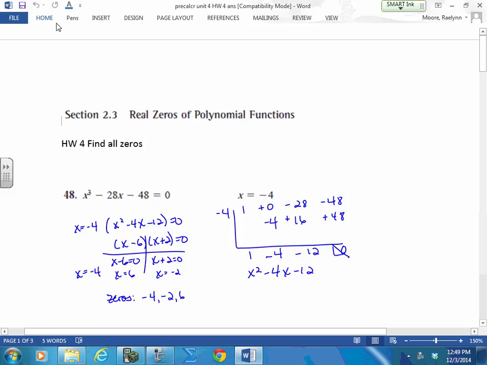So if I give you 1, you still have to find 2 more. When you get down to a square, a quadratic, you can either factor, complete the square, or use your quadratic formula. Or, if possible, if you saw another 0, you could still synthetically divide to get to the last one. My goal is for you to do this algebraically.